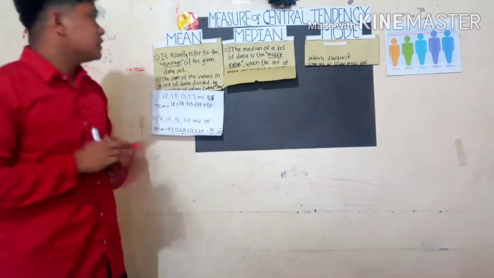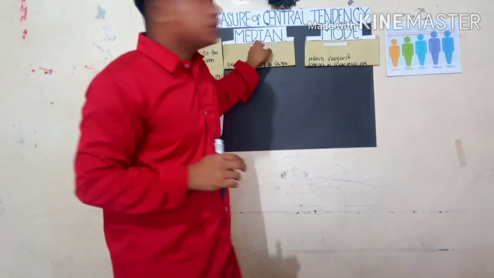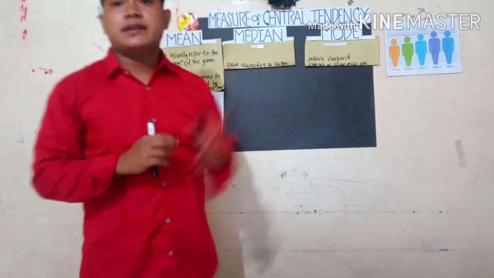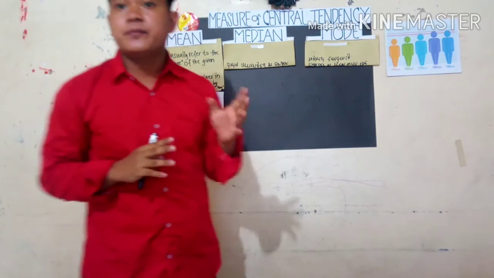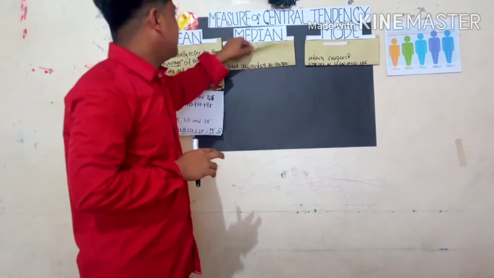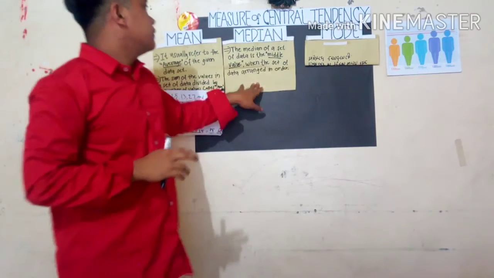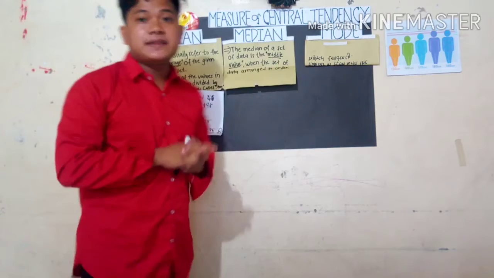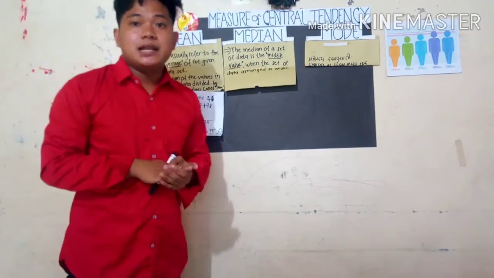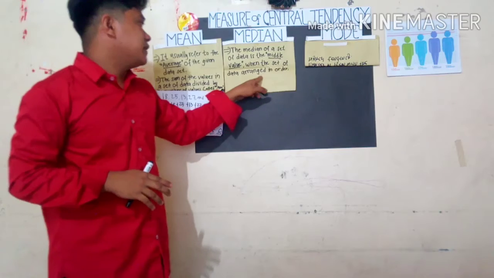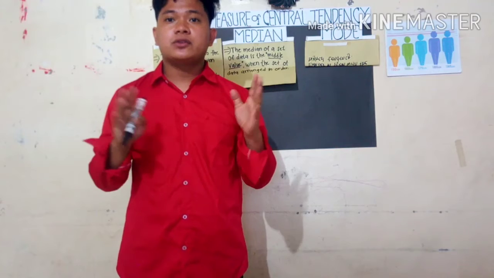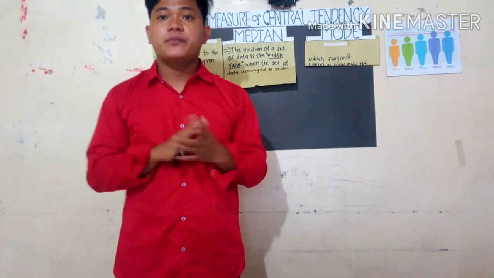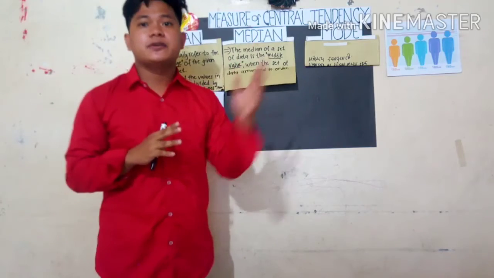Okay, that's right. So let's move on to the next, which is the median. Again, who wants to define a median? Yes, Fernando. A median is placed in the middle of the data set. Yes, very good. And class, let us read. The median of a set of data is the middle value when the set of data is arranged in order. Class, take note that in order to get the median, we're going to arrange the given set of data first in order to get the middle value, or the median.